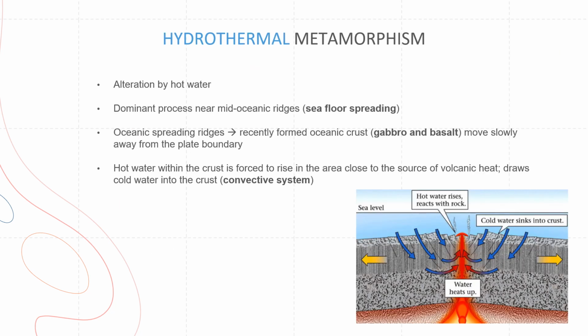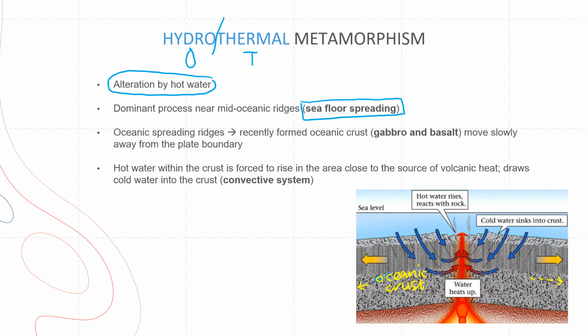Next, we have hydrothermal metamorphism, which you may be familiar with as we've looked at it at the seafloor spreading ridges. And as the name suggests, so it's hydrothermal, so water and temperature, so it's alteration by hot water. So this happens near oceanic spreading ridges where you have newly formed oceanic crust. Let's change the color, oceanic crust moving slowly away from the plate boundary.